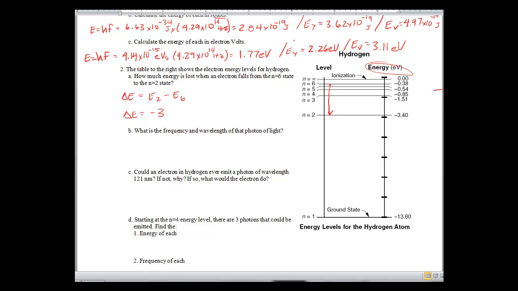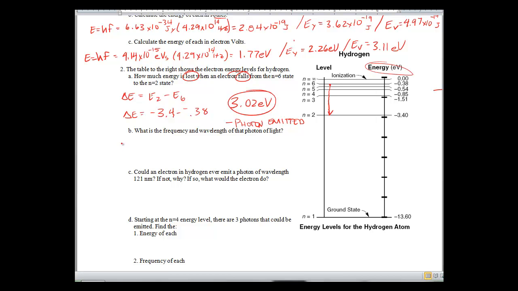We just want the difference between these two, right? So it's negative 3.4 minus negative 0.38. When we do that, our difference comes out to be 3.02 electron volts. So when it falls, we lose this energy. When it falls, we have a photon that's emitted. And this photon has an energy of 3.02 electron volts. And that's what our next question is after.